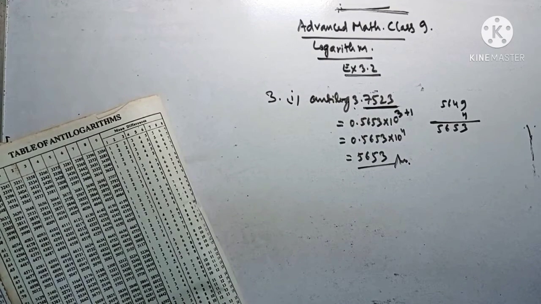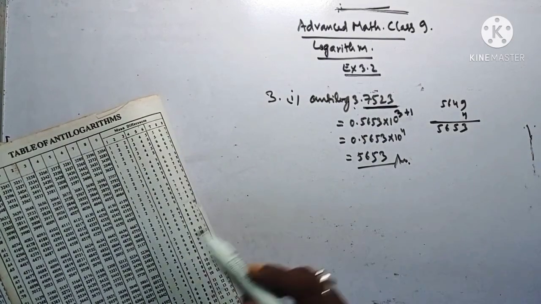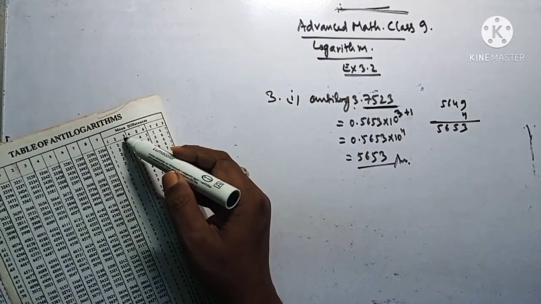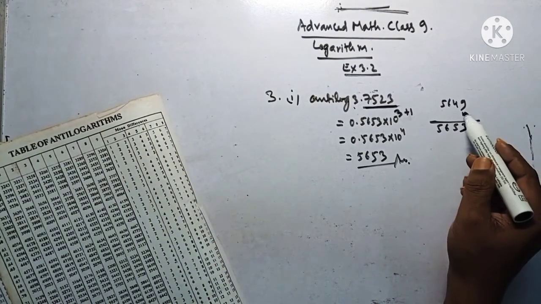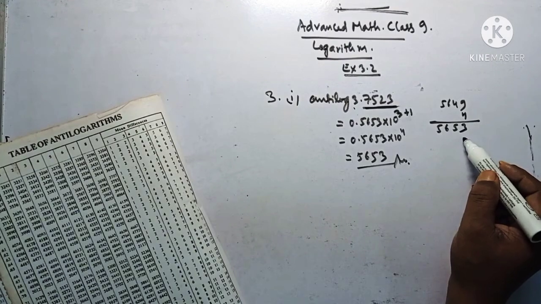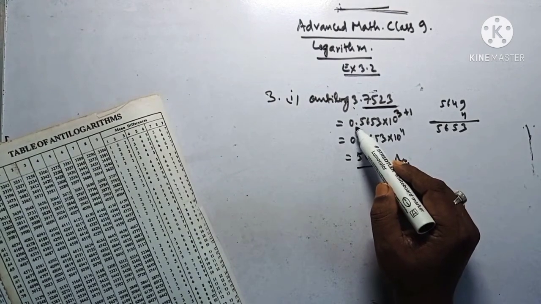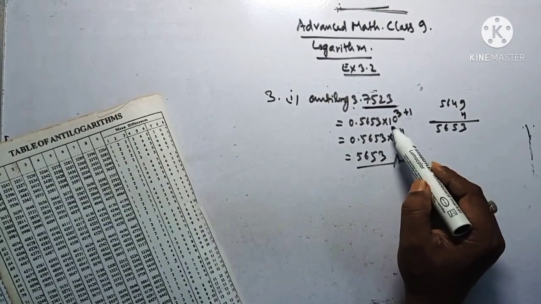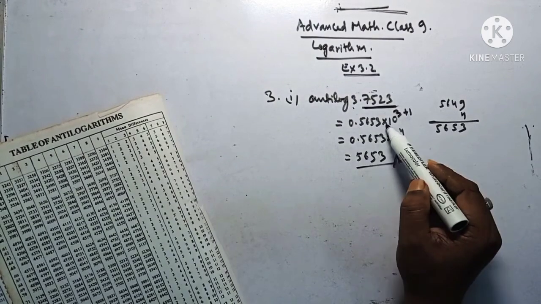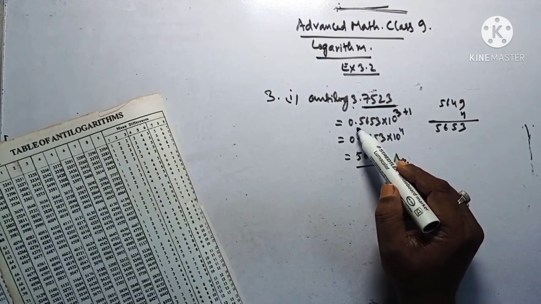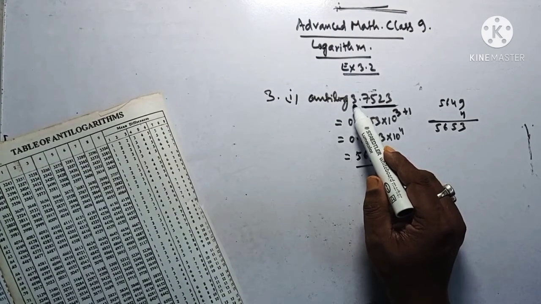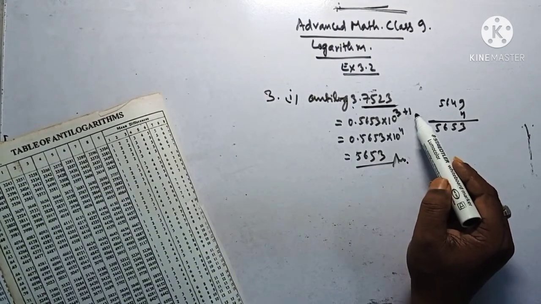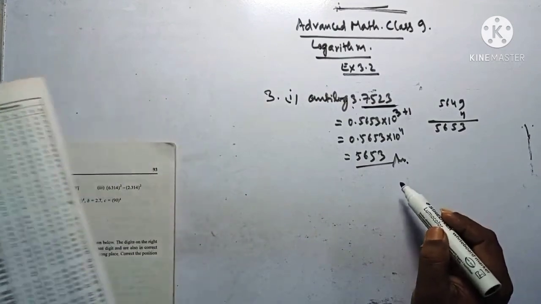This is 5649, and this 3 is the mean difference, and your mean difference is 4. So you add 4 here, this becomes this. So you always write decimal then the value of the antilog, into 10 to the power of your characteristic 3, and always add 1 to it. So this becomes this, this is your answer.